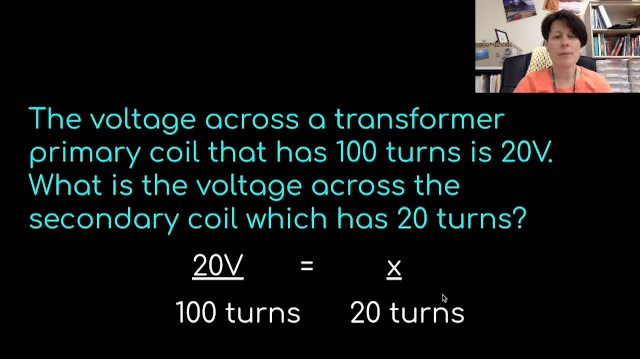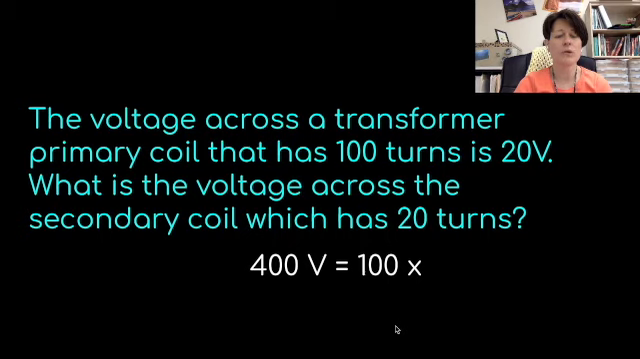An example of a problem might be: the voltage across a transformer primary coil that has 100 turns is 20 volts. What is the voltage across the secondary coil, which has 20 turns? So we would put 20 volts over 100 equals X over 20 turns. Then we would cross multiply. So 400 volts equals 100X.